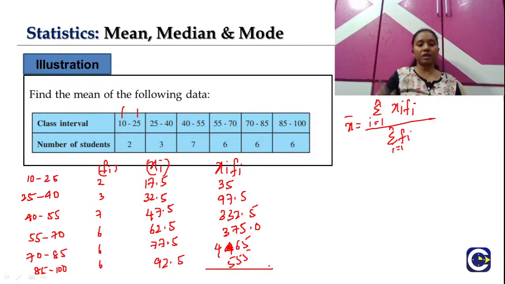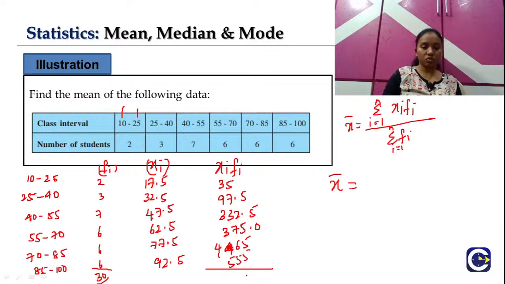So now we have to find the sum of all these values as well as our sum of frequencies. Right, so it is 18, 27, 30. So here our sigma fi is equal to 30. So we got the denominator in order to find our mean. So let's find the numerator also, which is sigma fi xi.